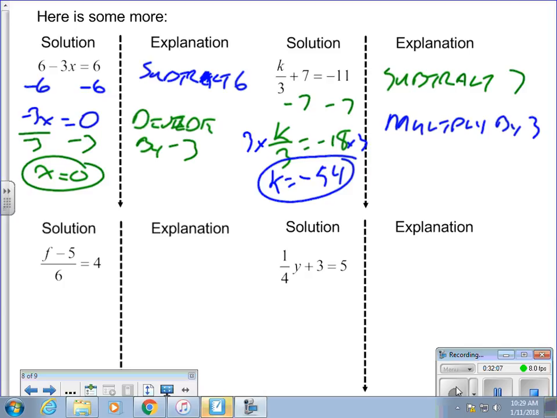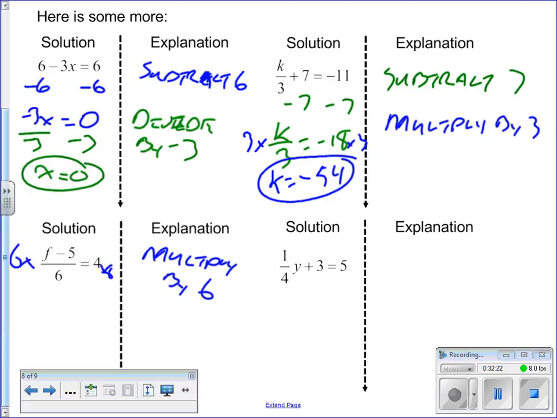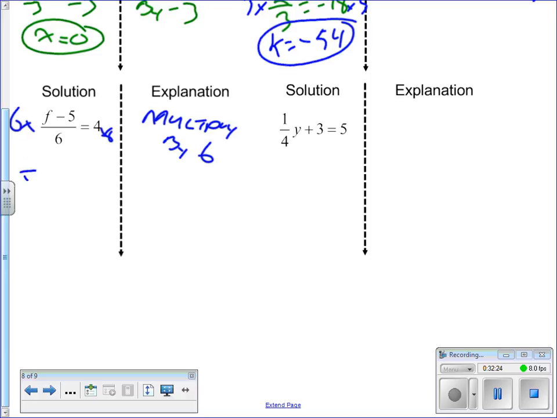So negative 18 times 3 is negative 54. Yeah, I can do that. Okay, the next one. What do I do first? Multiply by 6. So times 6, times 6. Move it up to make it easier on me. F minus 5 is equal to 4 times 6 is 24. And then what do I do? Add 5. Easy peasy. F equals 29. I like that.